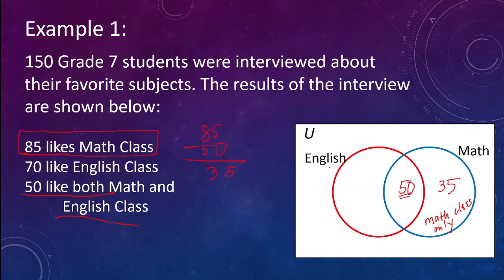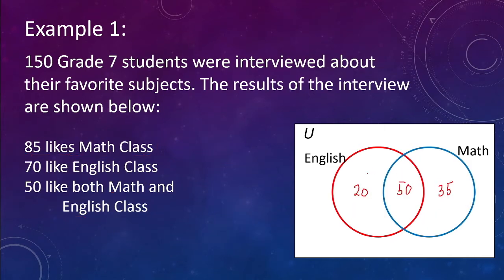Okay, let's proceed to another one. So 70 like English class. So we have to subtract 50 again from 70. So 70 minus 50, so we have 20. So there are 20 students who like English only. If we add this 20 plus 50, we have 70. And this one, 50 plus 35, we have 85 students who like math class.